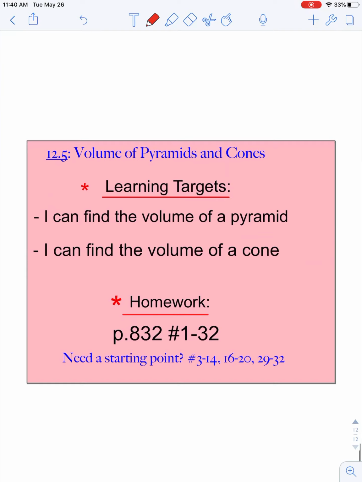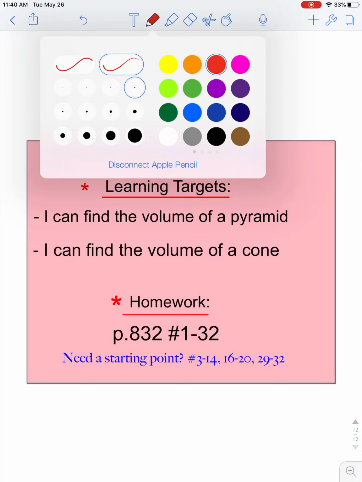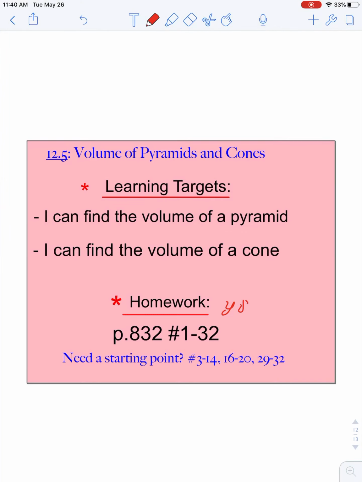So here are your learning targets. Here is your homework. You decide how many of these you feel like you need to do to be successful. Here's a starting point, but that might not be the only questions to do. Look around. If you're struggling with certain trig areas and things like that, do some more of those.